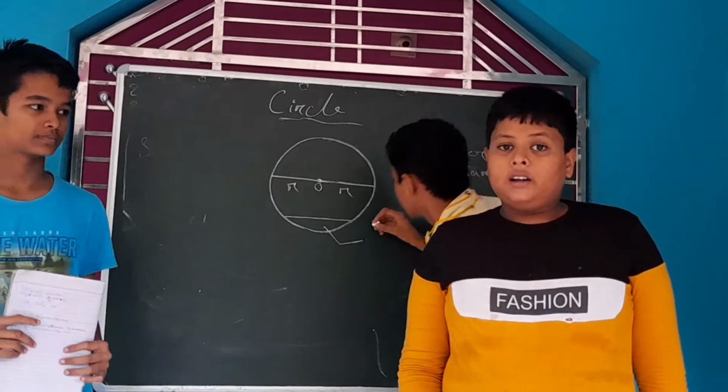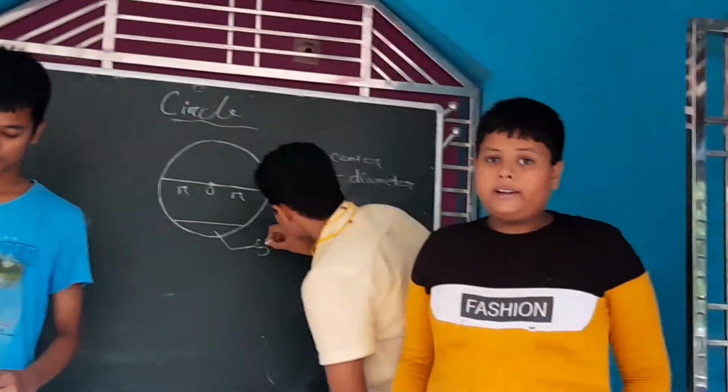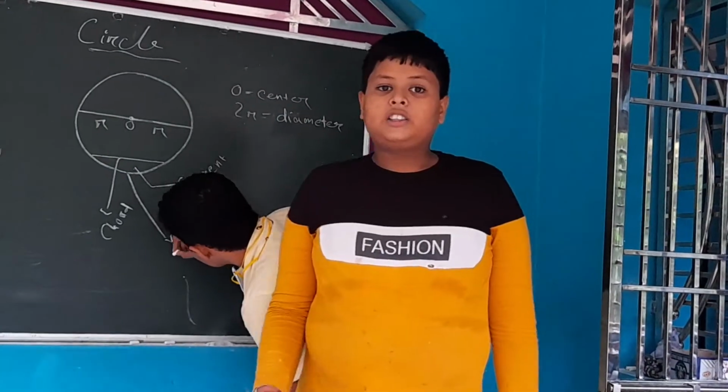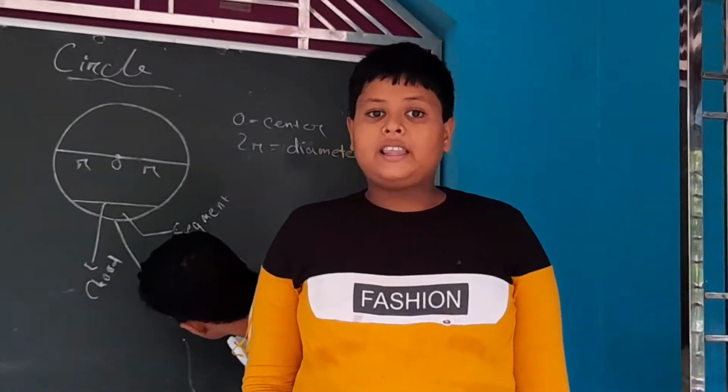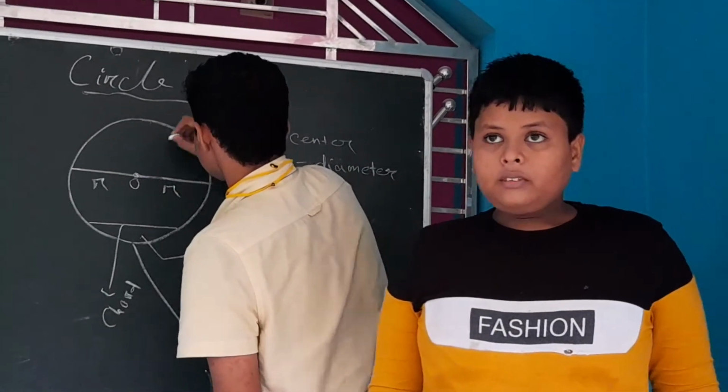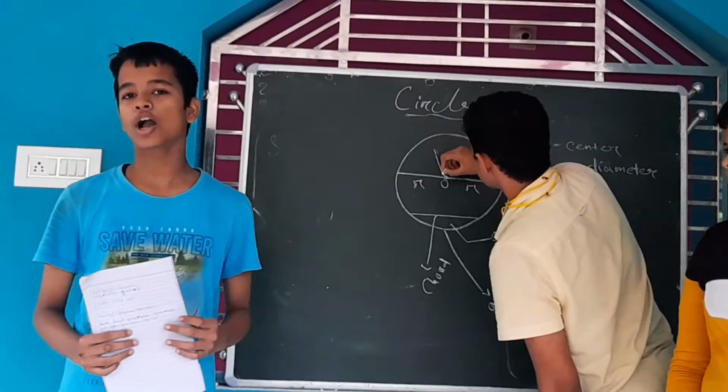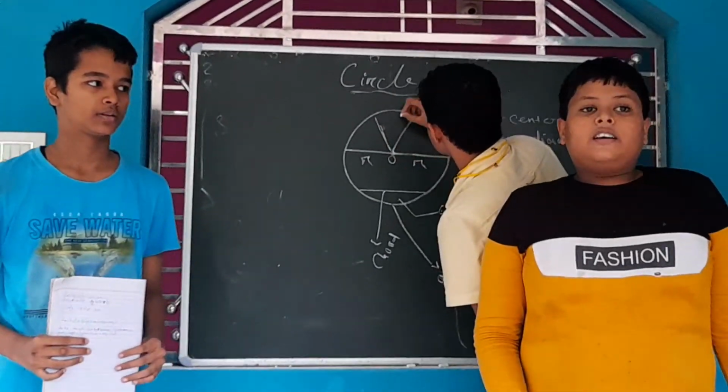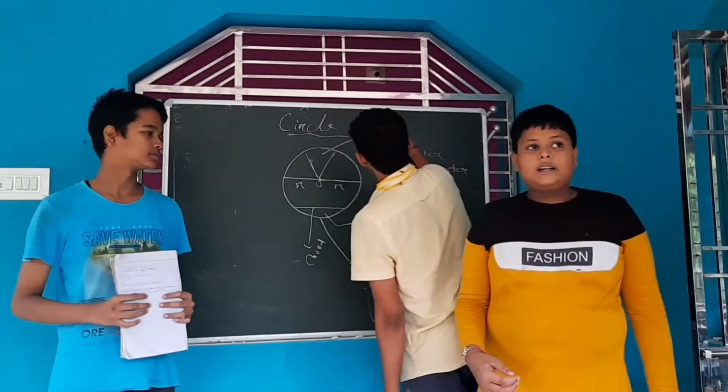What is a circle? A circle is a collection of points that form 360 degrees at the center. Examples of a circle are a clock and a wheel. The basics of the circle are as follows.